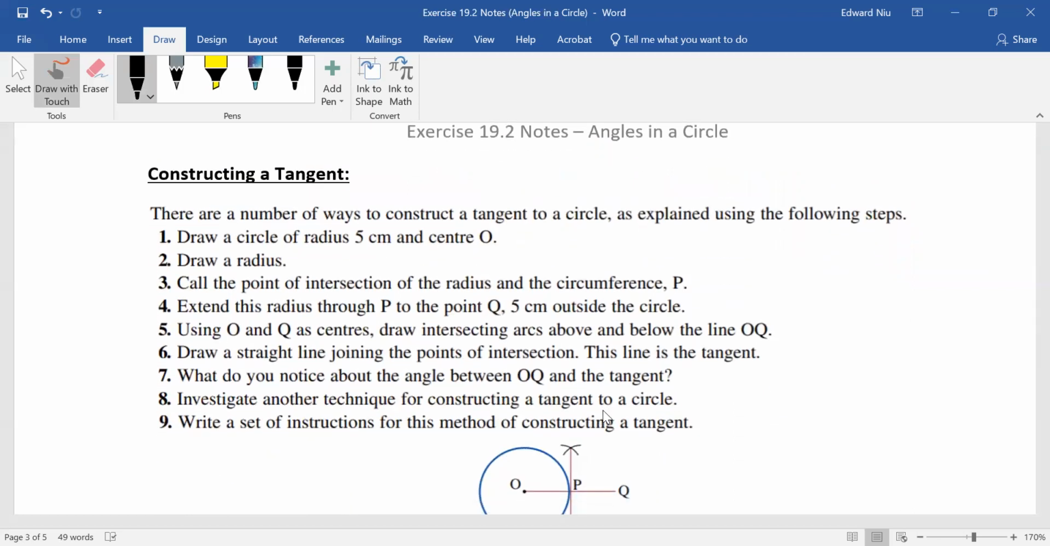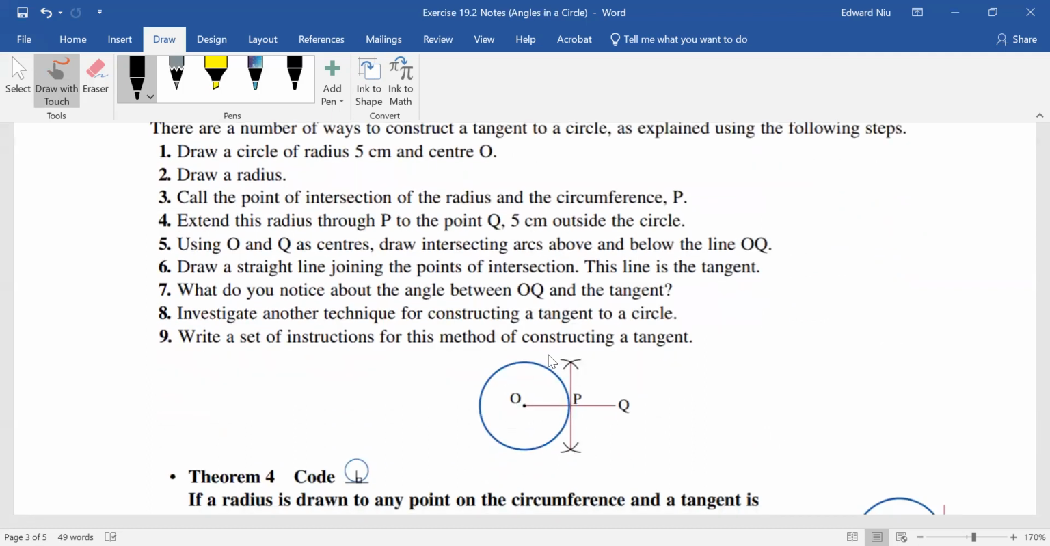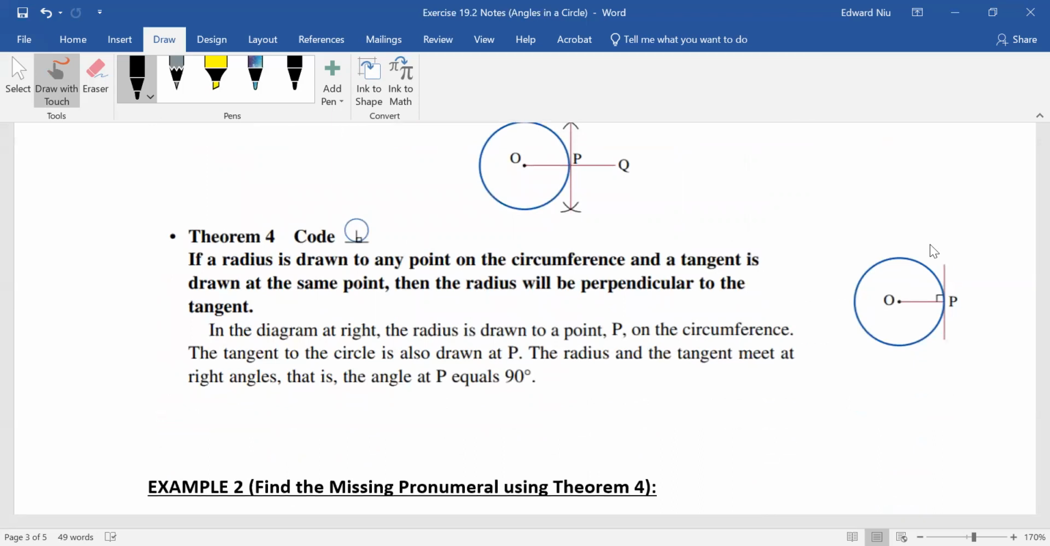Now, let's take a look at a construction of a tangent. This doesn't really bother me too much because you can draw a tangent line anywhere that just touches the circle.